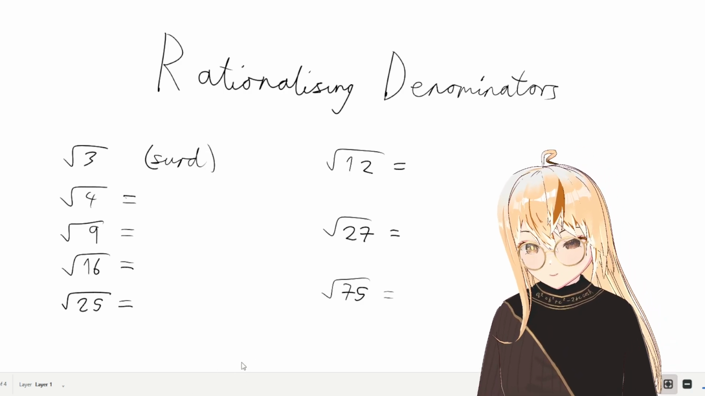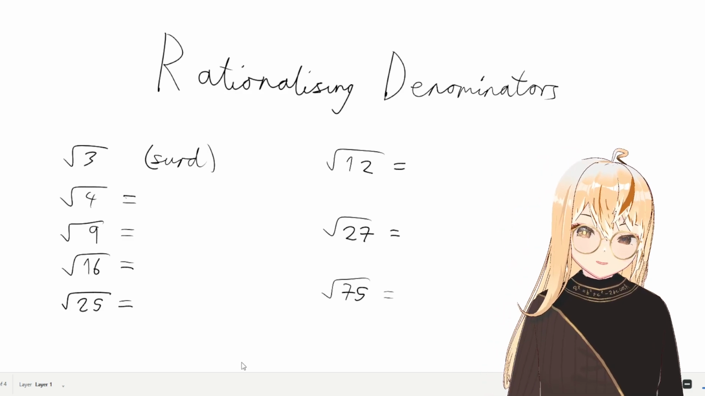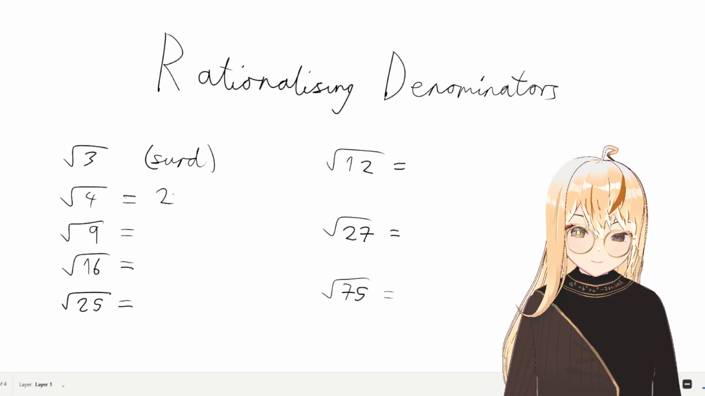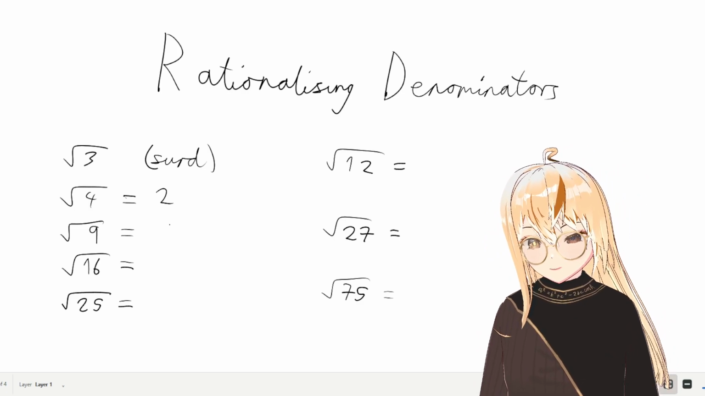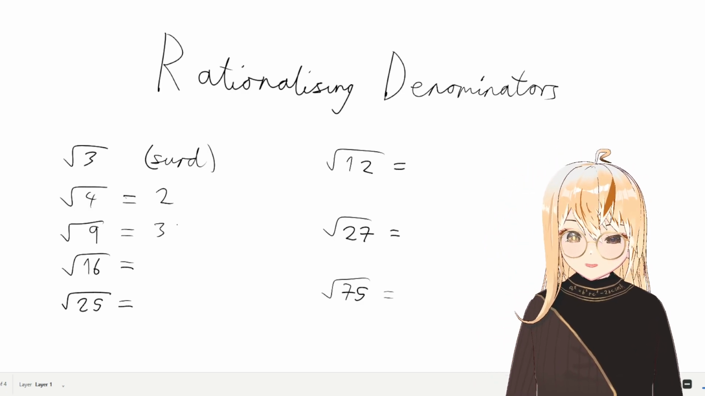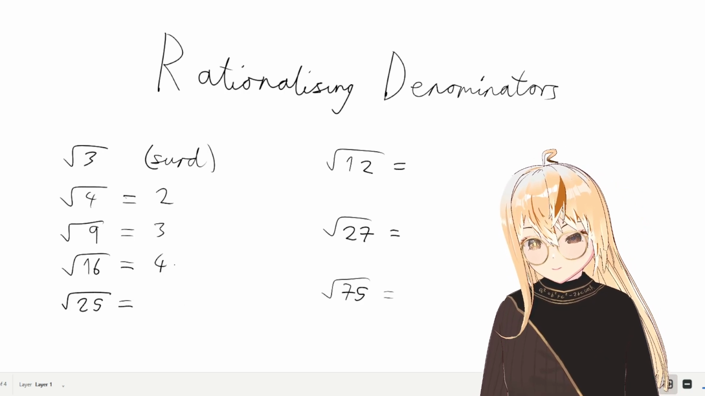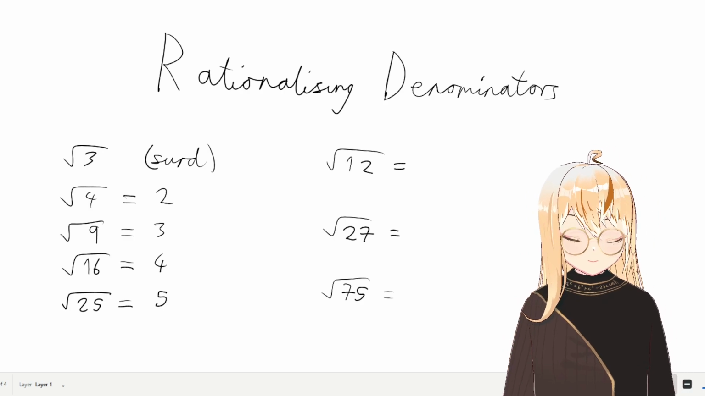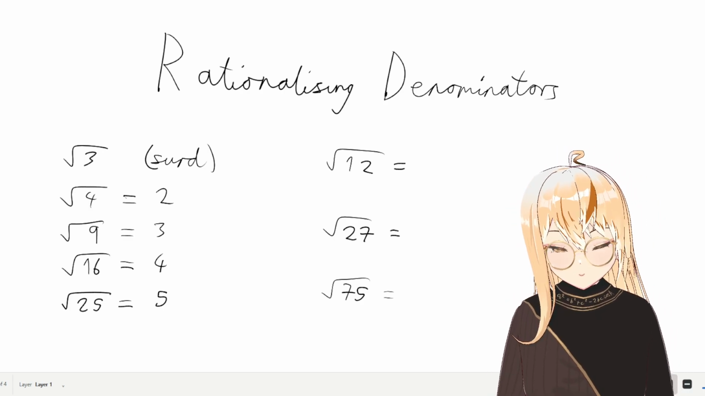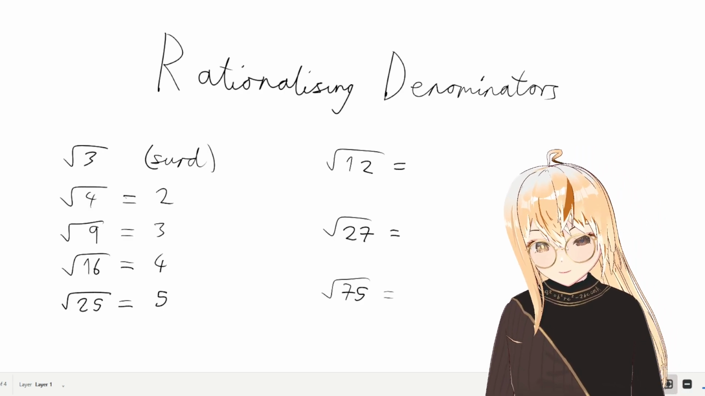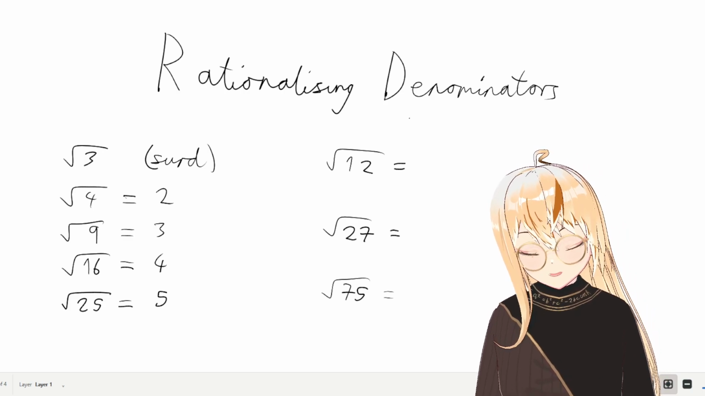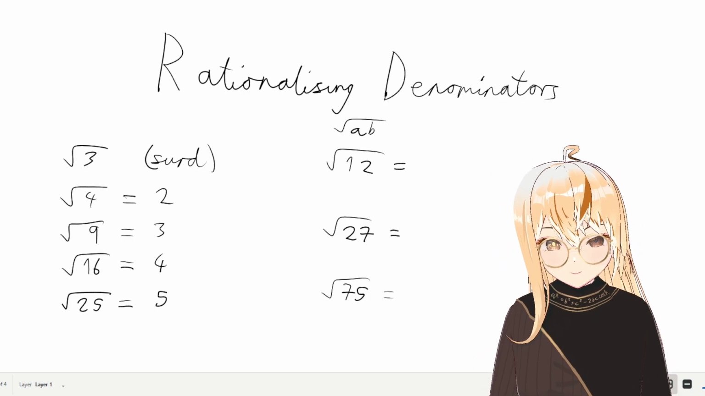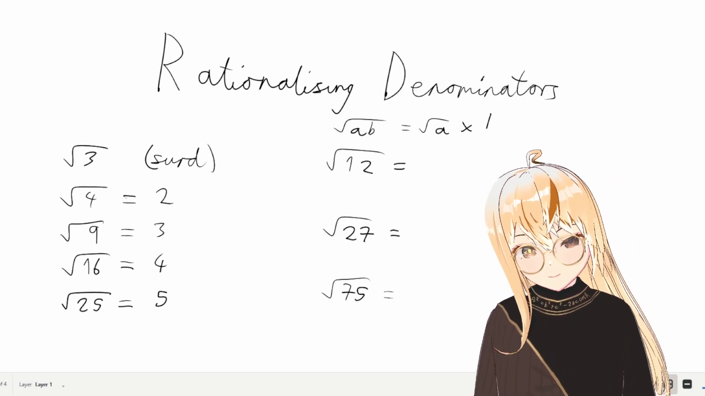So with root 4, the square root of 4 is 2, because 2 times 2 is equal to 4. Then the square root of 9 is 3, the square root of 16 is 4, and the root of 25 is 5. Alright, fairly simple. Now, if you have root 12, what you can do is say that is equal to 2 roots multiplying each other. So, like this.